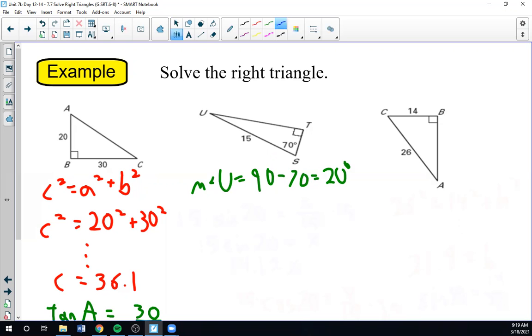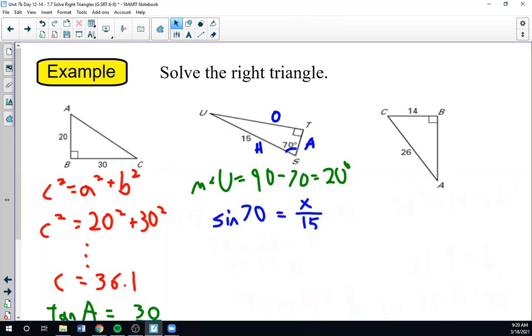And now I'm going to solve for U to T. That's what I'm going to look at. Here's my angle S. What do I know? I know hypotenuse, right, across from the right angle. I want to solve for opposite. Here's where adjacent is. So I know hypotenuse. I want opposite. So opposite and hypotenuse, that's going to be sine's job.